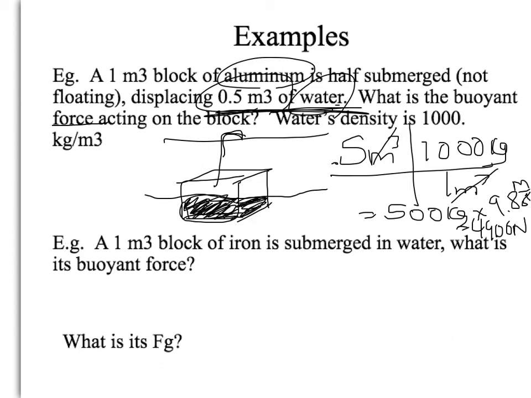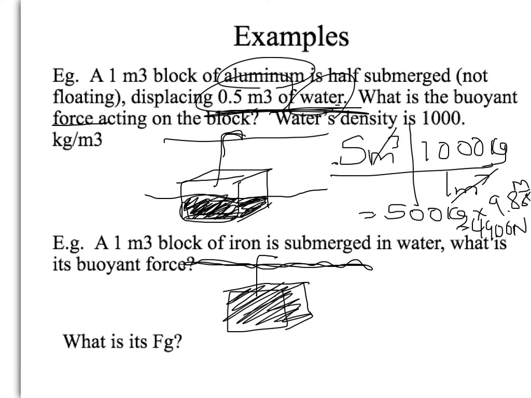Now, I have a cubic meter block of iron, and it's completely submerged in water. Now, we know if we let that go, it would sink, right? But we're just going to hang it in water. This is the water level, actually, and the whole cubic meter of iron is submerged. All right, well, what's the buoyant force? Again, just to find the buoyant force, I don't really care that it's iron. It doesn't matter what it is. A cubic meter of it is being displaced.